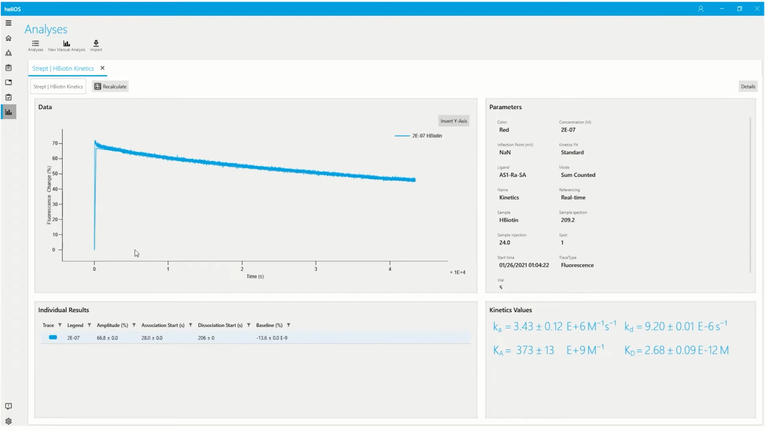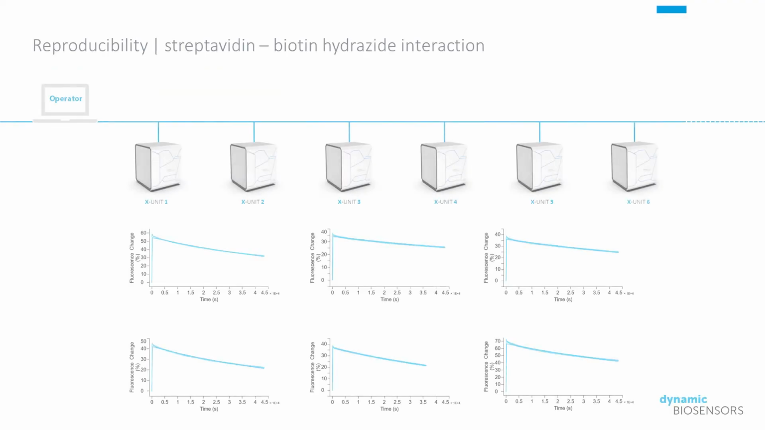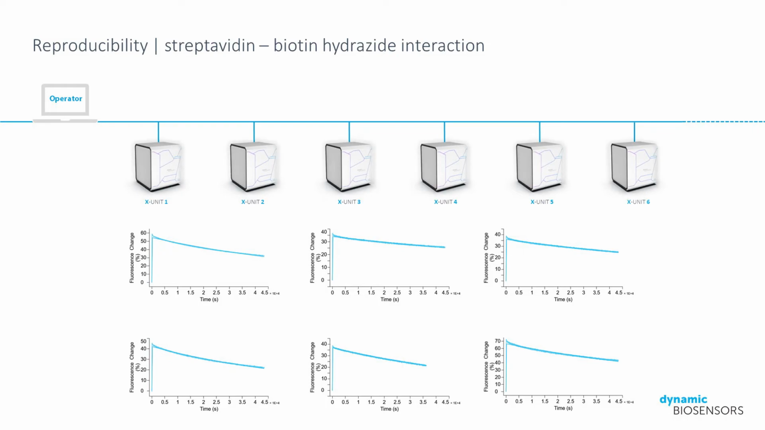In addition, you may notice that 12 hours is not enough to completely dissociate our system. However, thanks to our mathematical model, we can clearly estimate the dissociation rates and therefore the affinity constant. If we perform these experiments and the analysis across multiple heliX systems, we see high reproducibility across all the 6 units.